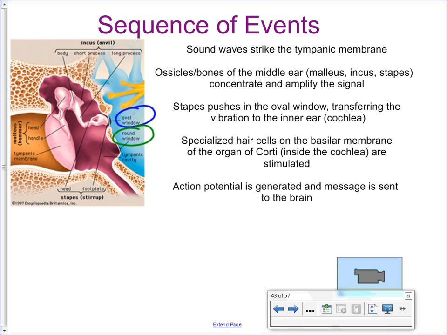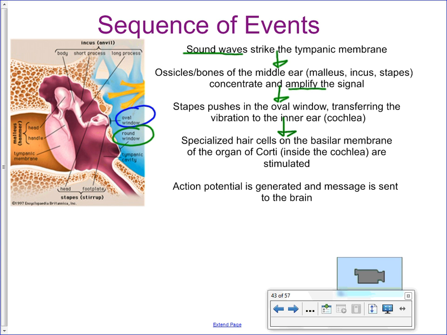So the sequence of events that are involved here: we have sound waves that are traveling through the pinna, traveling through the auditory canal, and striking the tympanic membrane. The tympanic membrane is going to vibrate back and forth, and that in turn is going to transmit these vibrations onto the three ossicles in the middle ear, the malleus, the incus, and the stapes, amplifying or possibly dampening that sound if it is too loud. The final bone, the stapes, pushes in on the oval window, and this is going to transfer the vibrations into the inner ear. The oval window is the first structure of the inner ear and the beginning of the cochlea.